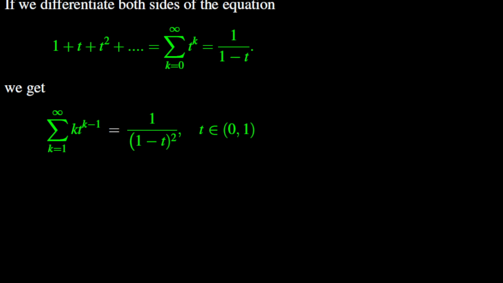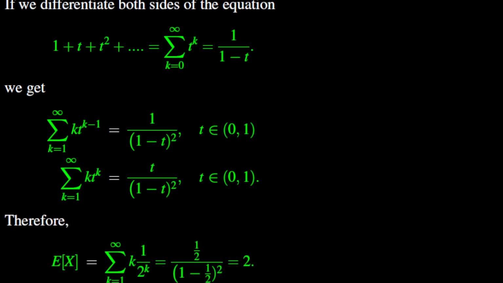We will use the series of derivatives of the geometric series to compute the expectation of our random variable X. If we multiply both sides of the previous equation by t, we see that the sum for k equal to 1 to infinity of k times t to the power k is equal to the fraction t over the quantity 1 minus t, squared. Therefore, the expectation of X, which is equal to the sum for k equals 1 to infinity of k times 1/2 to the power k, is equal to the fraction 1/2 over 1 minus 1/2, squared, which is simply equal to 2. Thus, E[X] is 2.